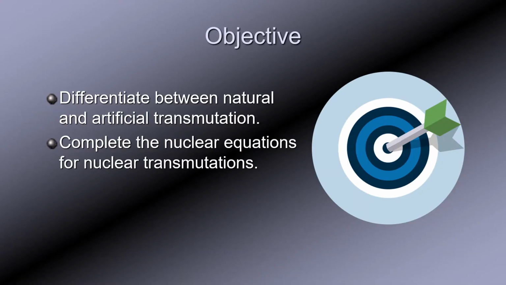So, you will be able to differentiate between two types of transmutations, which are natural and artificial, and then you'll be able to see what nuclear equations for these two processes look like, and how you can complete those equations if you're ever asked to.